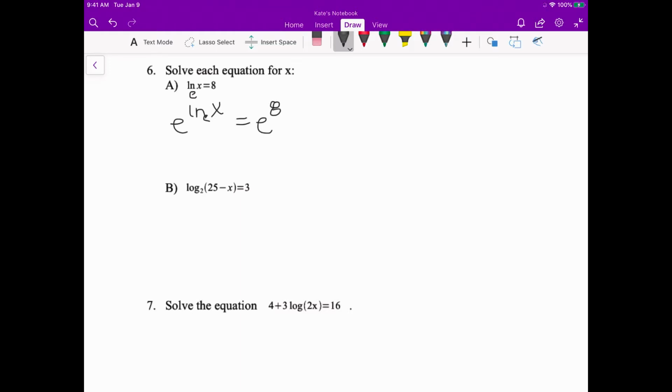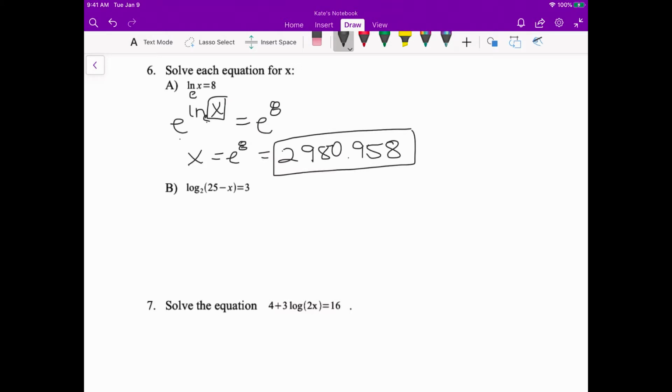Again, natural log has a base of e, and because the exponential base and the log base are the same, it'll be equal to what you're taking the log of. So we end up with x equals e to the 8th, which is 2,980.958. And that will be our final answer.